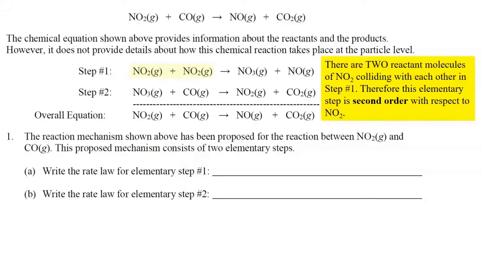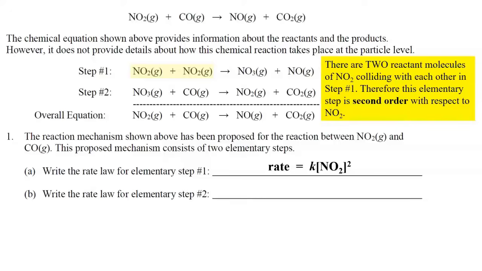So since in step number 1 there are 2 reactant molecules of NO2 colliding with each other, then this elementary step would be second order with respect to NO2. So the rate law would be rate equals k times the concentration of NO2 squared. Again, second order with respect to NO2.